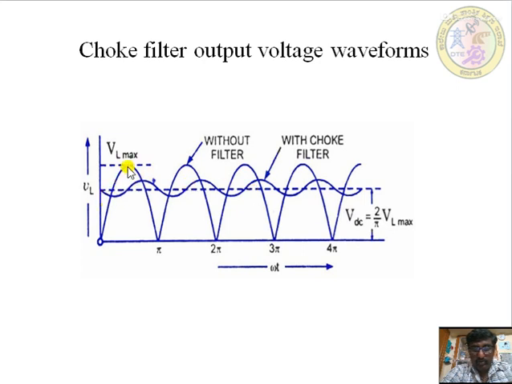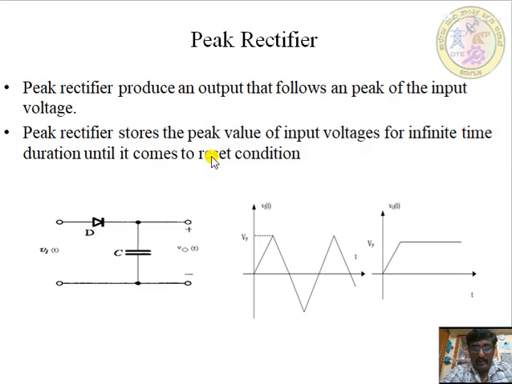So this one is the normal sine wave you will get at the full wave rectifier without filter, and this is with the choke filter. With the capacitor filter we were getting spikes. Now the peaks have been reduced. This is the output with choke filter, and the formula is VDC is equal to 2 by pi into VL max, where this is the load voltage and this one is the max.